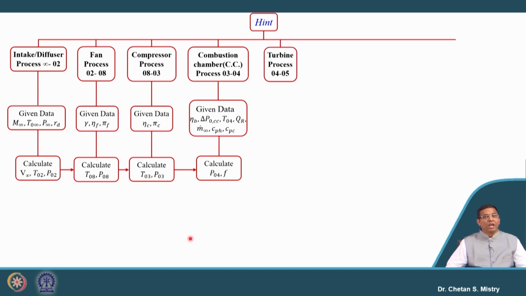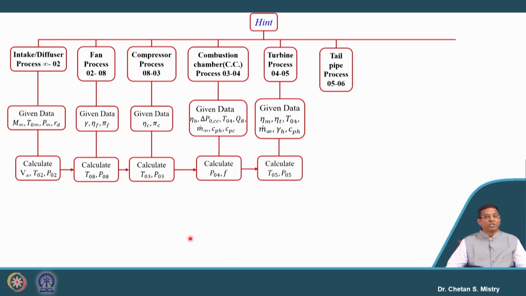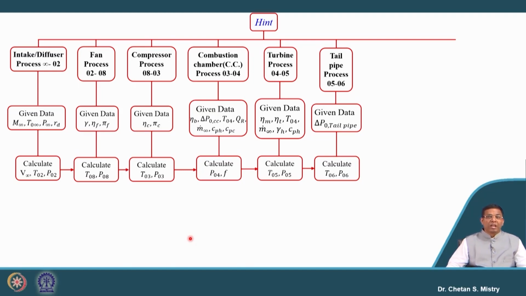The component we have next is the turbine, and for the turbine we are given the efficiency and the mass flow rate, and based on that we will be calculating our exit pressure and exit temperature. The component we have next is the tailpipe, and for that tailpipe some pressure drop value is given. So, based on that we will be calculating our exit pressure and exit temperature from the tailpipe.